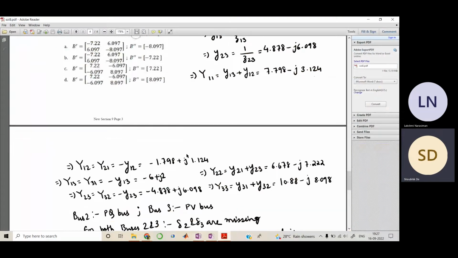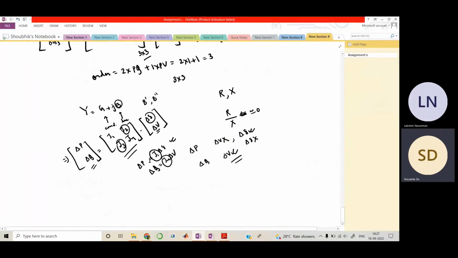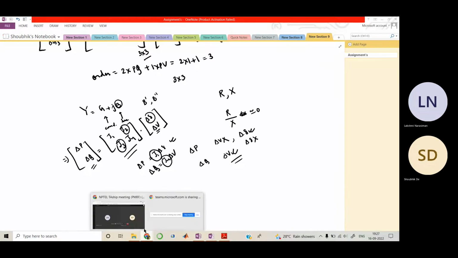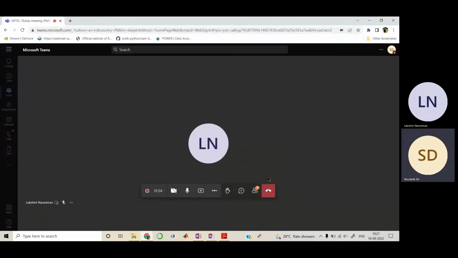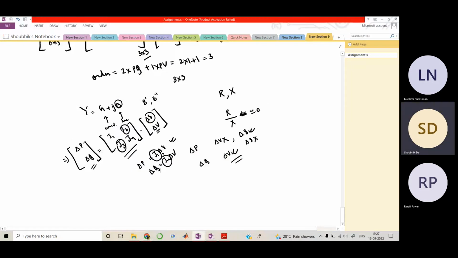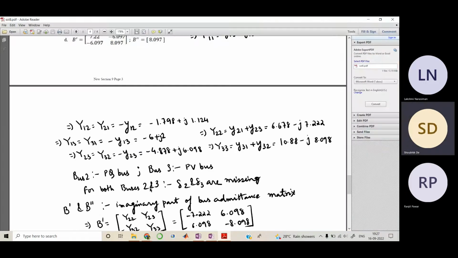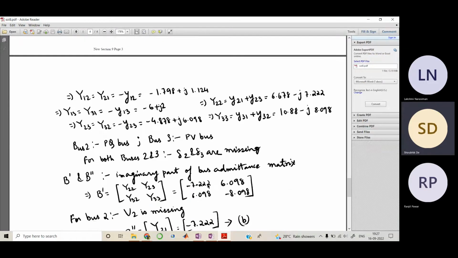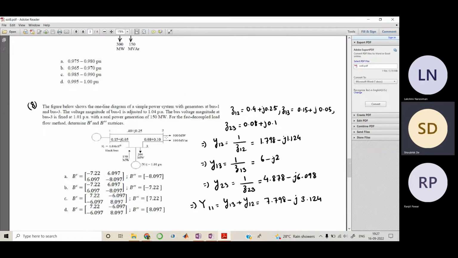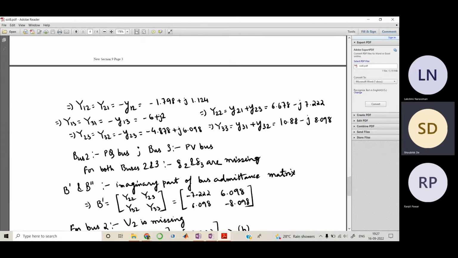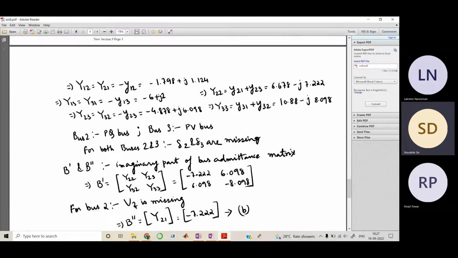So now, because it is connected with the real power, and this J4 is connected with the reactive power variation. That is why I have written that for buses 2 and 3, delta 2 and delta 3 are missing. Since in bus 2 and 3, this is both related to active power, right? It is a PV and a PQ bus, right? And for bus 2, V2 is missing.